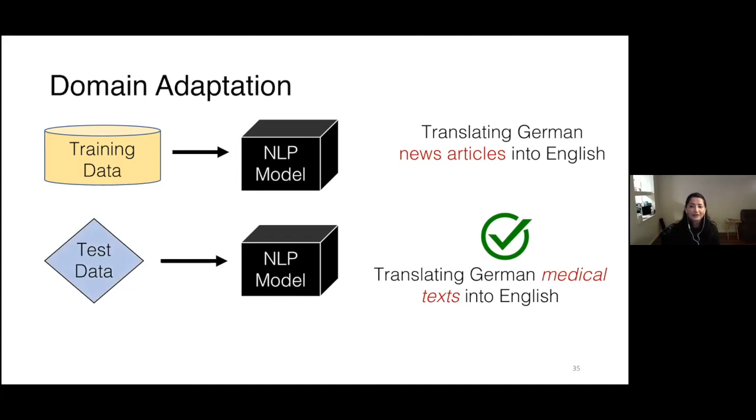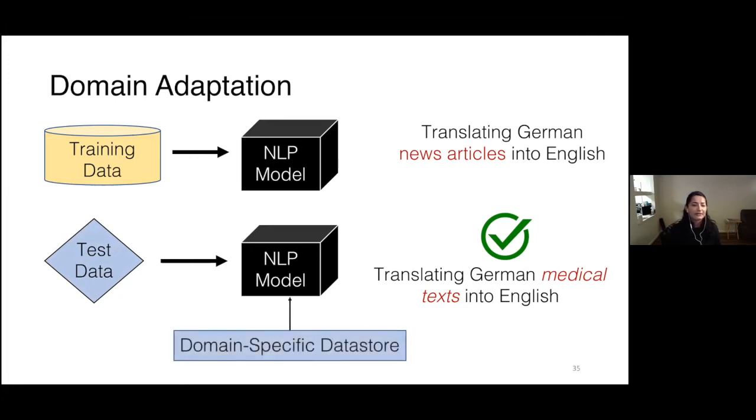Next, I'll show you that this model is extremely useful for domain adaptation as well. So recall this setting where the train and test data now come from different distributions. Well, this model can be adapted to multiple new domains by simply switching out what gets stored in the data store without having to train on that data.